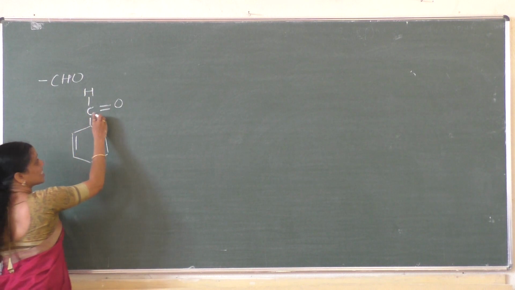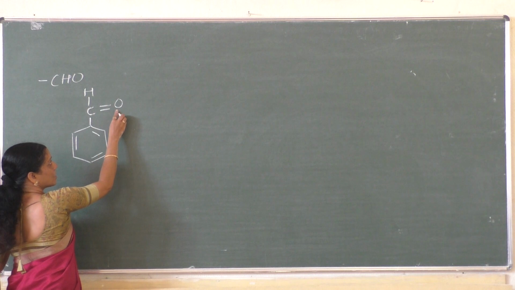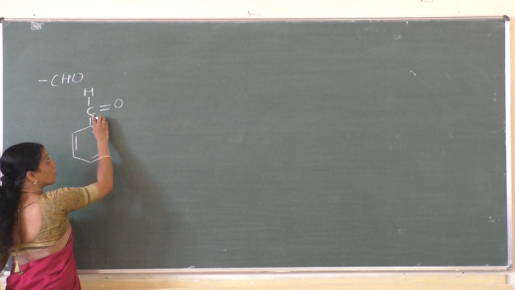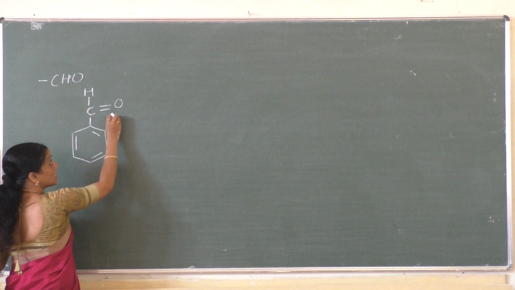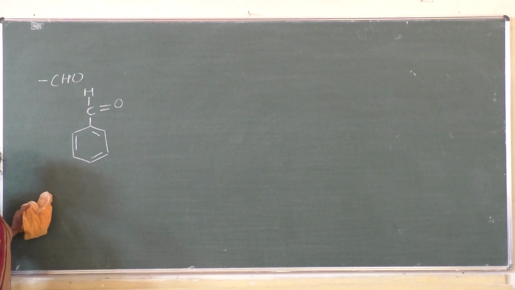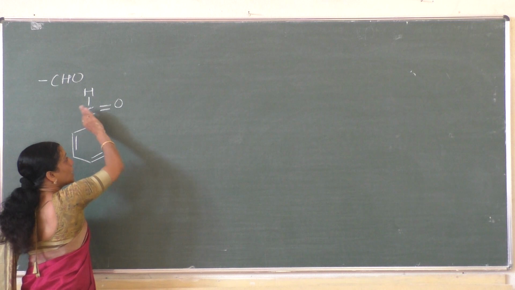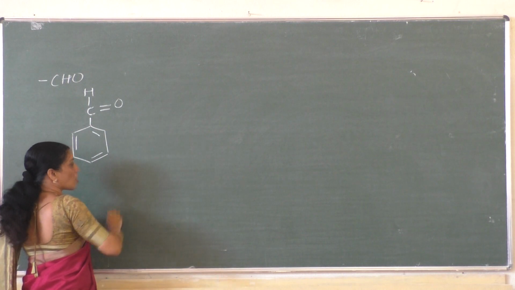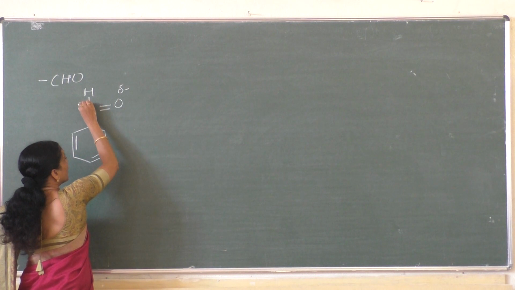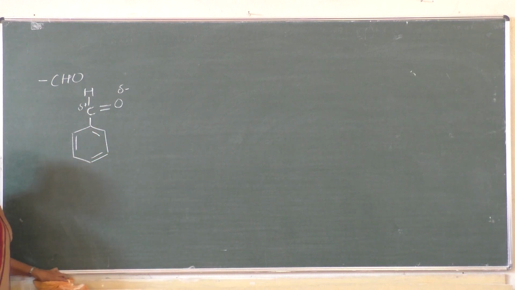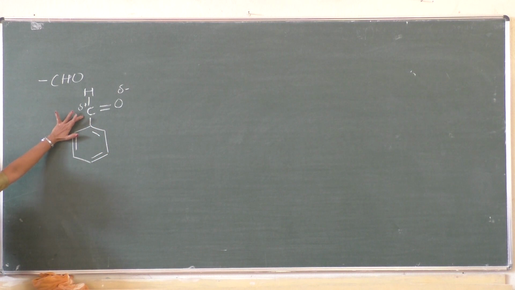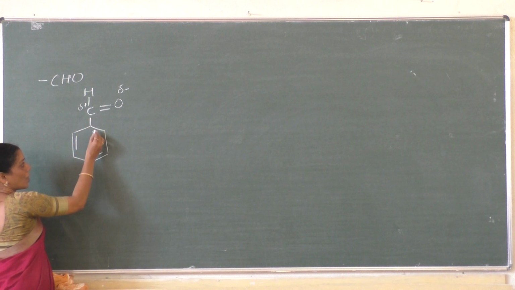See students, this is a carbonyl group. We know about this. Oxygen is more electronegative compared to the carbon. Hence, this is not a non-polar bond, it is a highly polar bond. Because of the higher electronegativity of the oxygen, the pi electron cloud is more towards the oxygen, giving partial negative and partial positive. In the carbonyl group, carbon atom is always in the state of what? Electron deficient. Because of this, what happens?